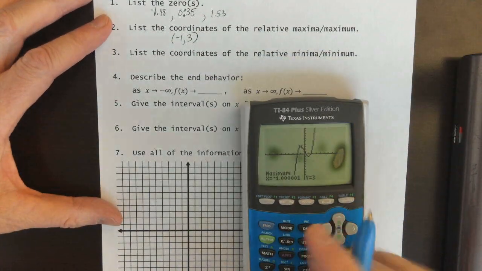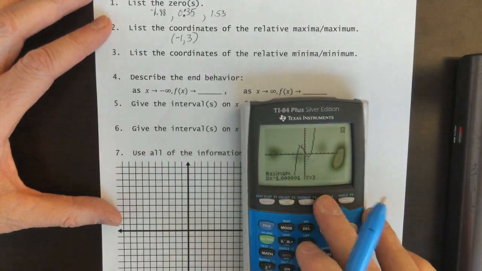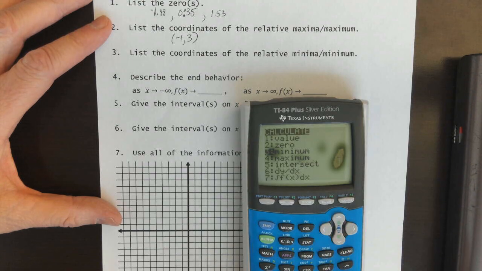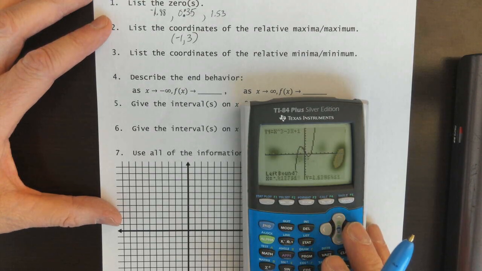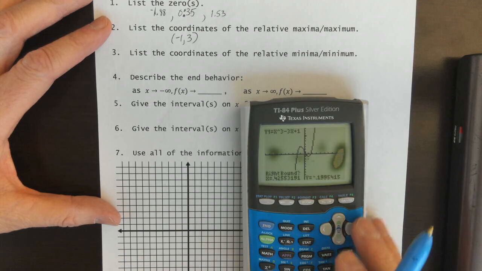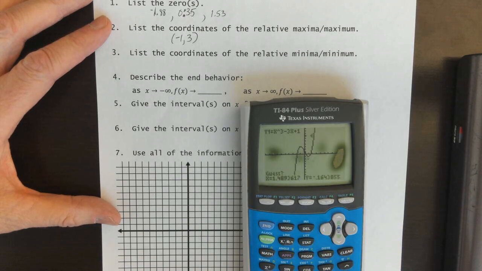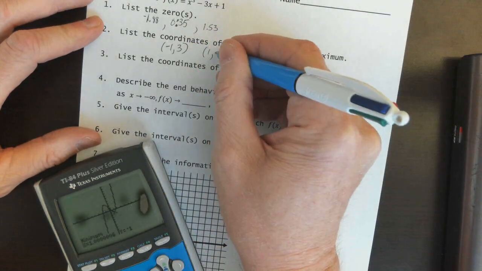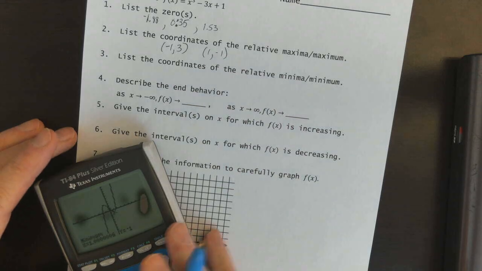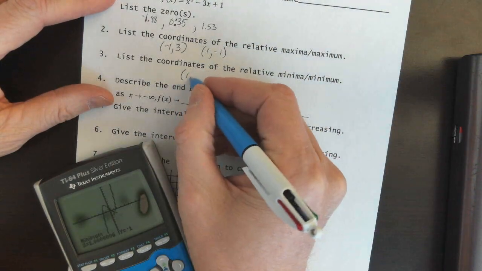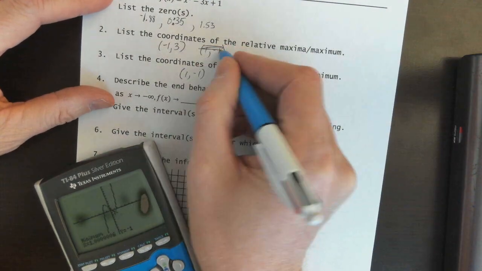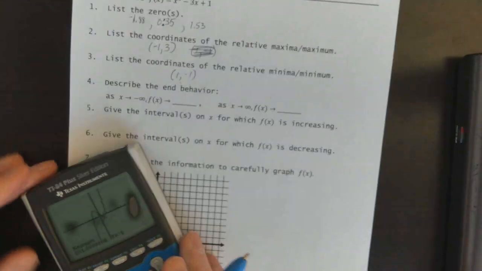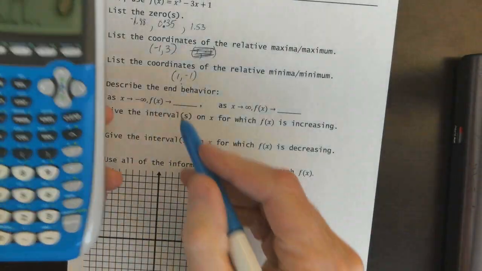And I got a minimum right here. Second calc, minimum. Go left of that dip. Go right of that dip. Hit enter for guess. I'm going to go 1, negative 1 for that. That is down there. Describe the end behavior.